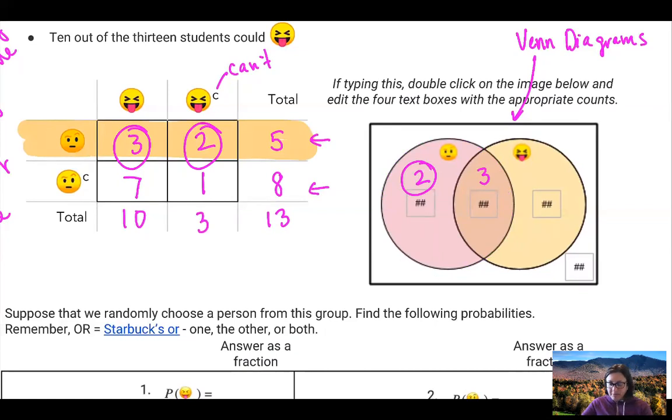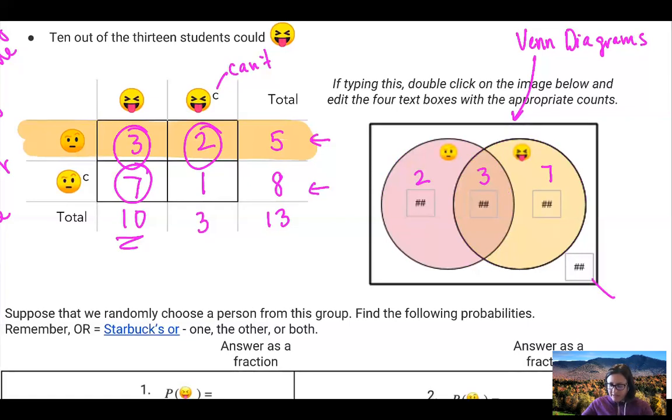All right, next we've got people who can roll their tongues, and I know that there are 10 people total. And I know that 3 of them are already accounted for in that inner circle. So that means that there have to be 7 people that can roll their tongues but can't raise their eyebrows. So now if we look at that, that 7 is coming from here. We've already got the 3 covered.